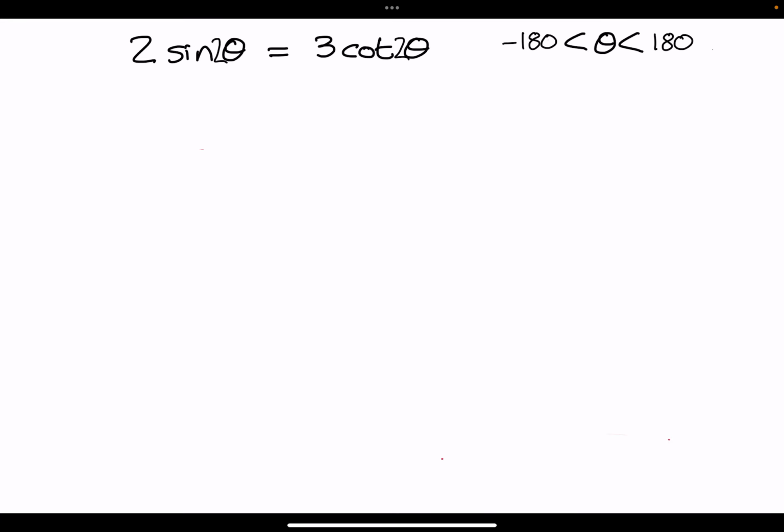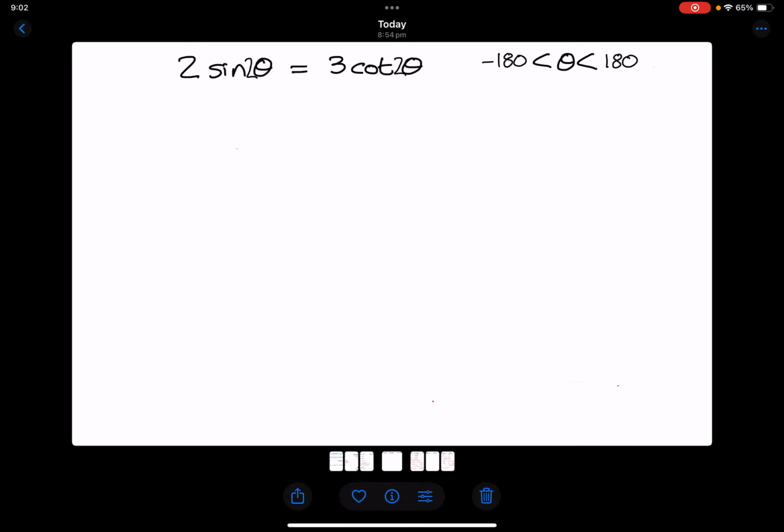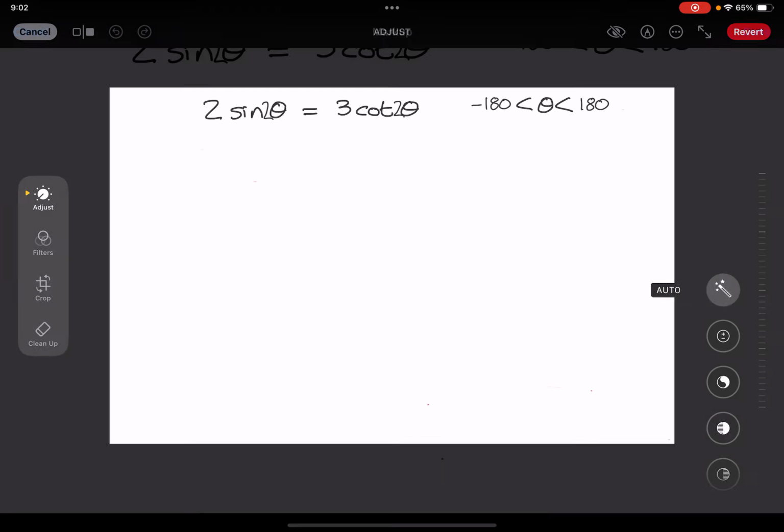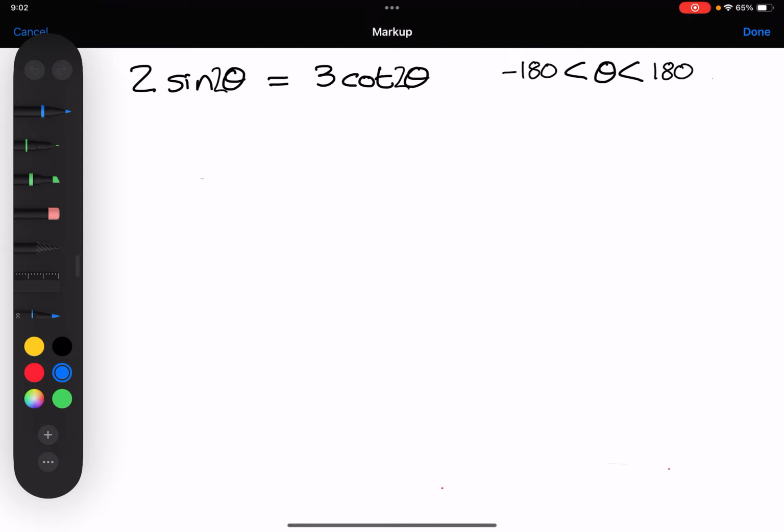Next example. We've got 2 sine 2 theta is equal to 3 cot 2 theta. Now, don't worry about the 2 theta on both sides here. That's not going to be an issue. We're going to solve this equation and we're going to get the solutions for 2 theta. And then right at the very, very end of this example, we're going to divide everything by 2. So the 2 theta is not an issue here. The issue is the cot. That doesn't match up with the sine.